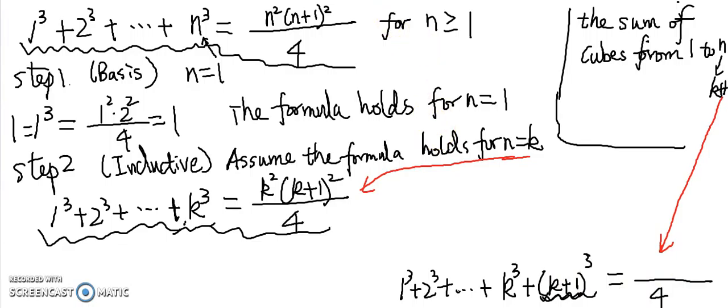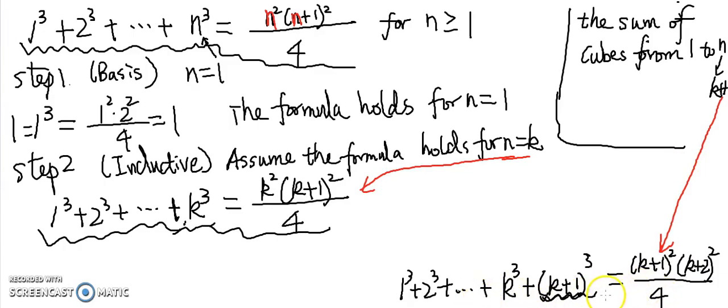On the top, you're going to replace this n with k plus 1, and this n with k plus 1. So we're going to get k plus 1 squared times k plus 2 squared. If we replace this n with k plus 1, there's another plus 1, and we will get k plus 2 squared. And this is the formula for n equal to k plus 1, which is what we need to prove.